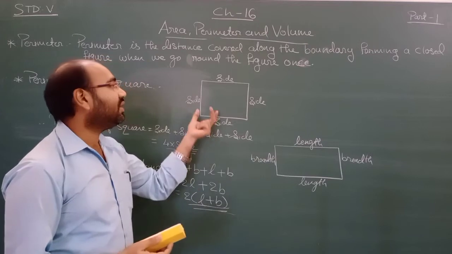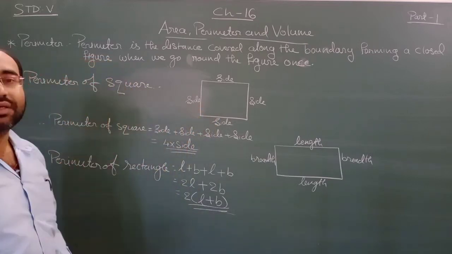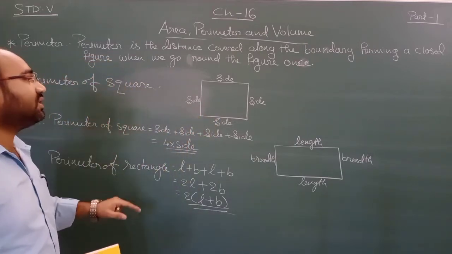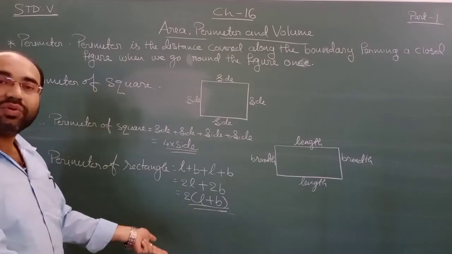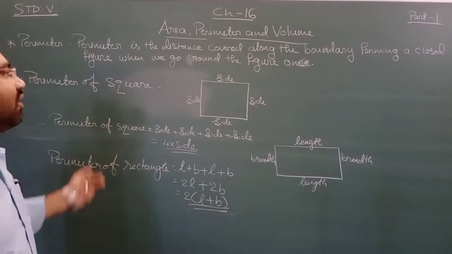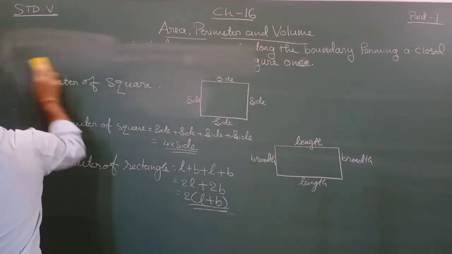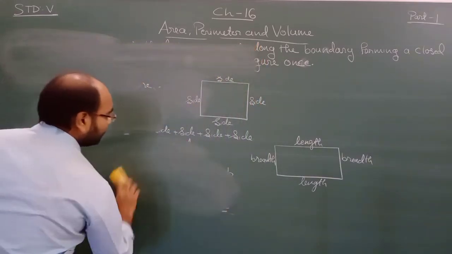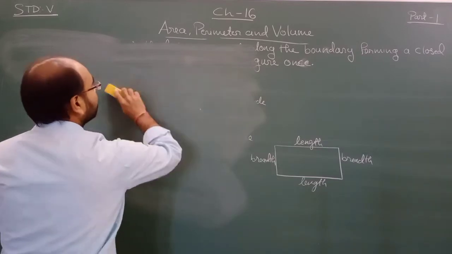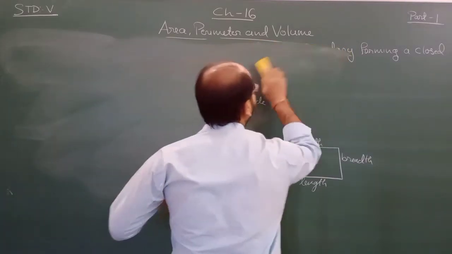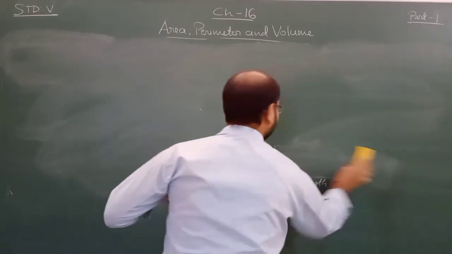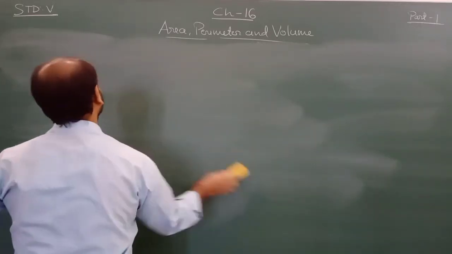Okay, that's why we have just taken perimeter as the first part of the chapter, and then we will move to area, aur fir exercise 1 karenge. Now we will start with exercise 2. So in exercise 2, if you can see in your textbook, question number 1, where we have to find out the perimeter as it is given.